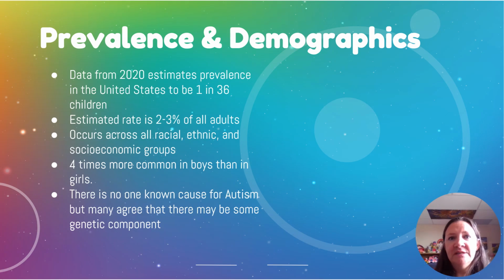Some prevalence, some general demographics of autism spectrum. From 2020, the estimated prevalence in the United States was 1 in 36 children diagnosed with autism spectrum. The estimated rate is 2 to 3% of all adults, from that same data in 2020. It occurs across all racial groups, ethnic groups, socioeconomic groups. It is 4 times more common in boys than in girls, and there's no one cause of autism, even though lots of experts agree that there may be a genetic component in some versions of autism.